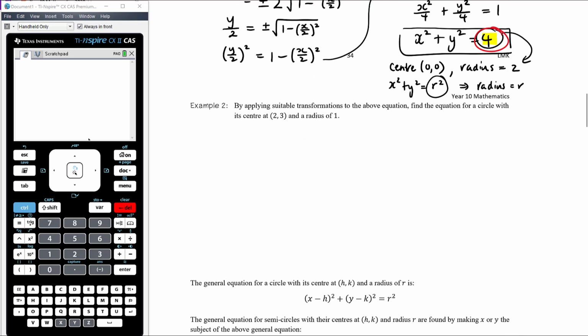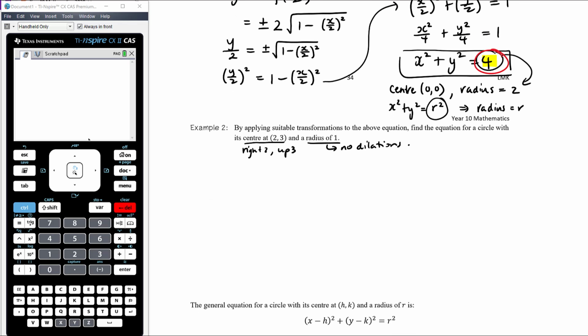Okay, example 2: by applying suitable transformations to the above equation, find the equation for a circle with its centre at (2, 3). Okay, so we want to translate to the right by 2 and up by 3. Radius of 1, we want to do no dilations. Okay, so if we want to go right by 2 and up by 3, that means that our equation is going to be y equals f of (x minus 2) plus 3.